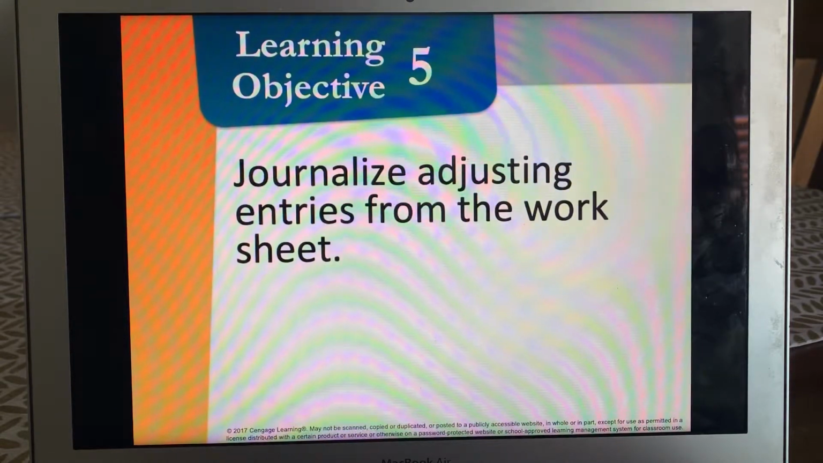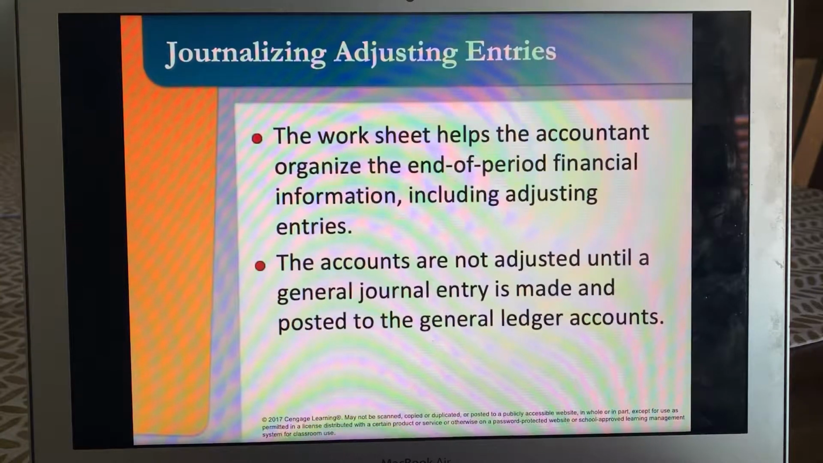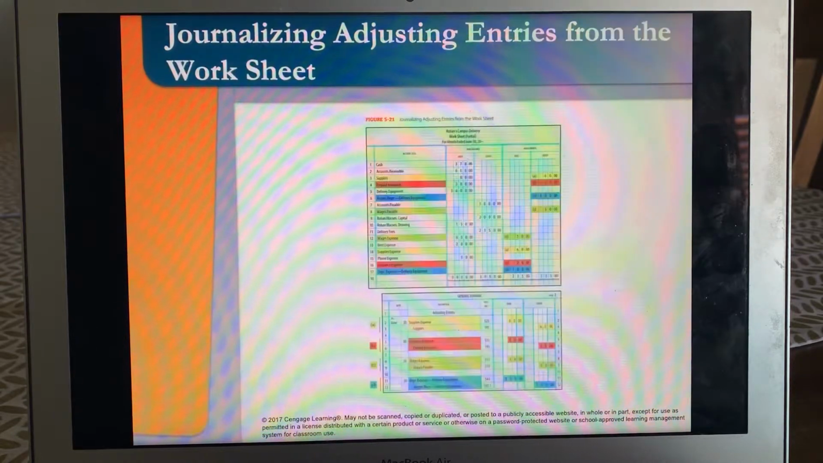So, objective 5, journalizing adjusting entries from the worksheet. The worksheet helps the accountant organize the end of period financial information, including adjusting entries. The accounts are not adjusted until a general journal entry is made and posted to the general ledger accounts. Journalizing adjusting entries from the worksheet.